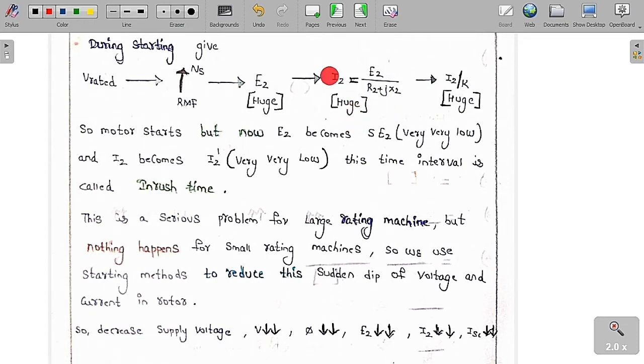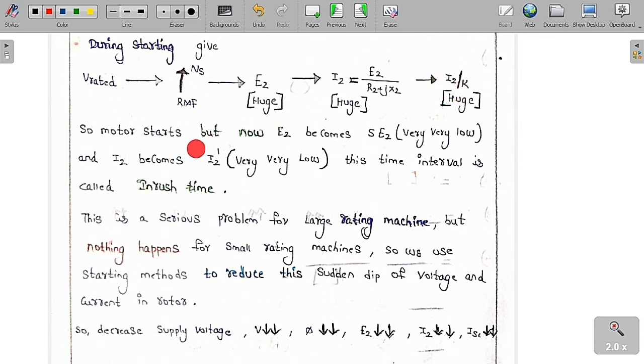So we are going to get a huge amount of current, because E2 is very high, so the current is also very huge. Then I2 by K is also a very huge value. I2 by K is nothing but the current reflected to the stator. Therefore, the current in the rotor is very high, and the stator current is also very high.